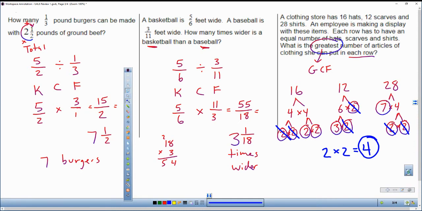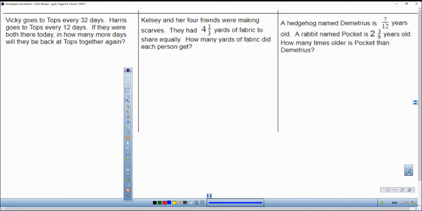We're going to try 3 more problems, and we'll be all set here. So Vicky goes to Tops every 32 days. Harris goes to Tops every 12. If they were both there today, in how many days will they be back at Tops together again? When is this going to happen again?